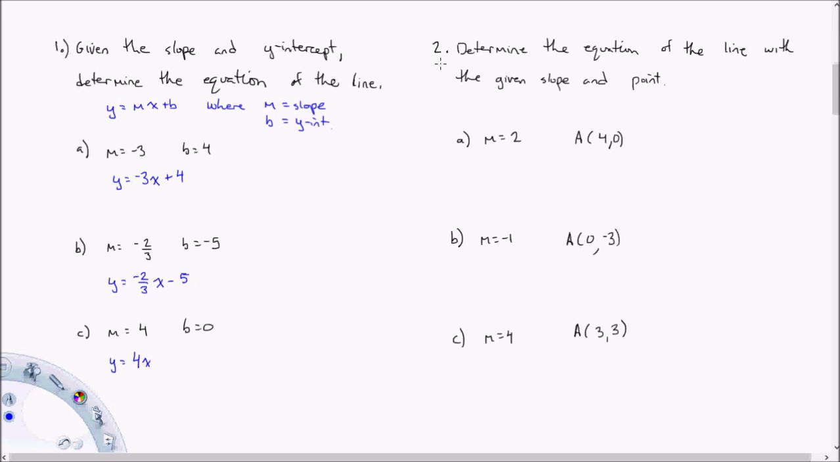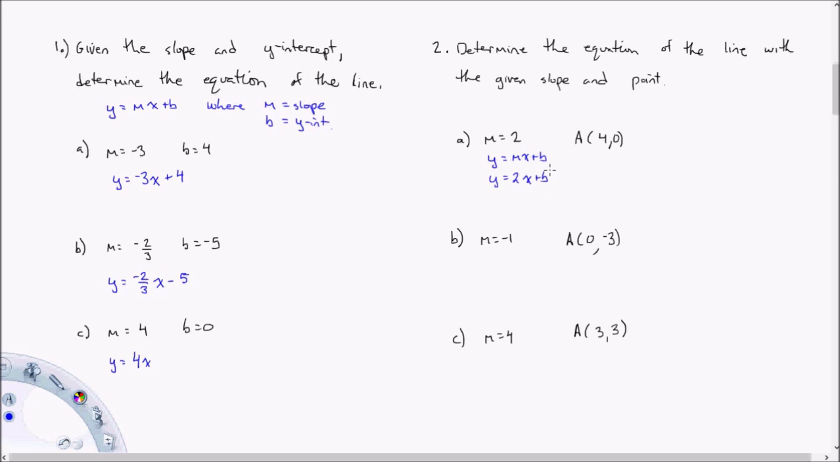Question 2 says, determine the equation of a line with the given slope and data point. So remember what we were saying in the previous slide, that for a data point to lie on the line, it must satisfy the equation of the line. Well, in general form, we know that y equals mx plus b. Do we know the m value? Yes, we do. We were told the m value is 2. So let's sub in that value for m.